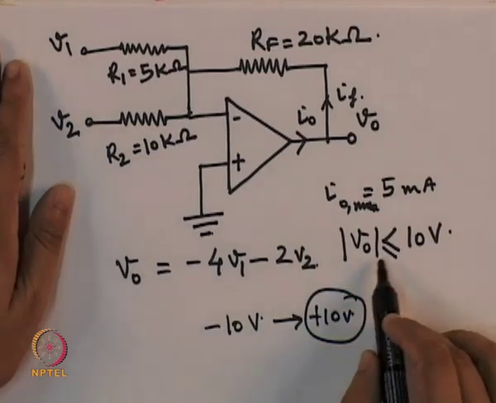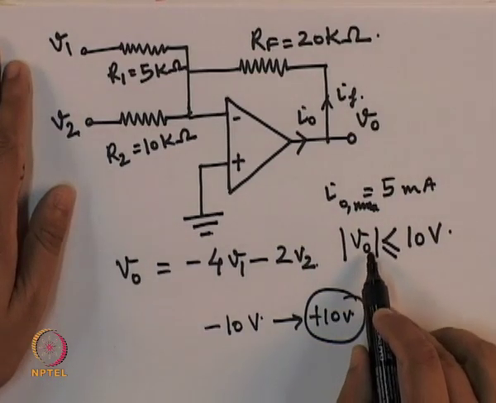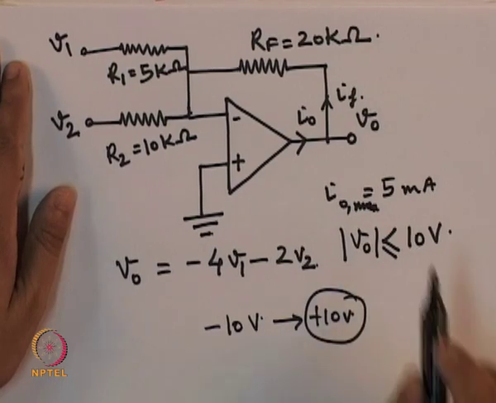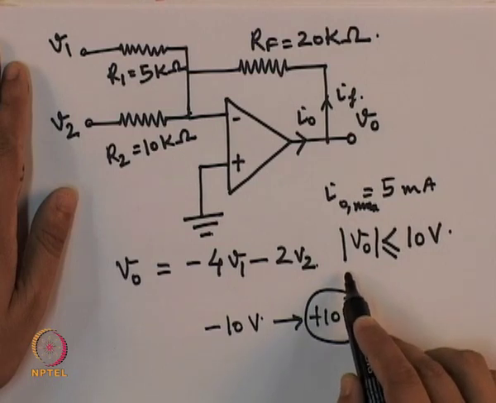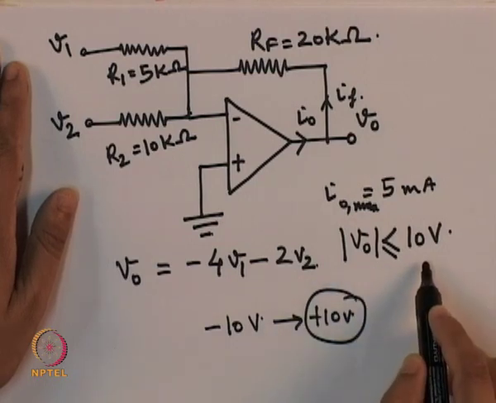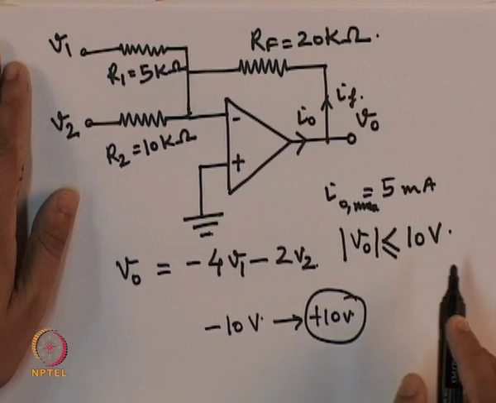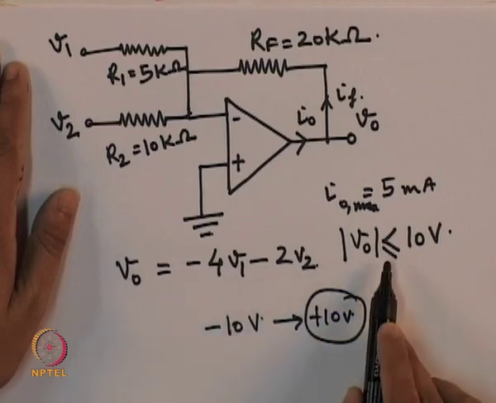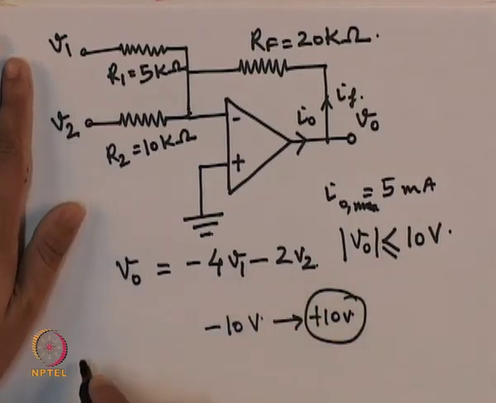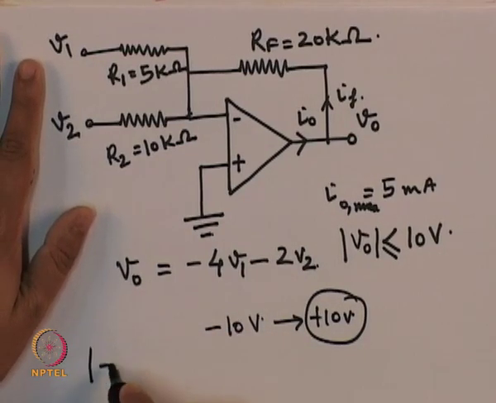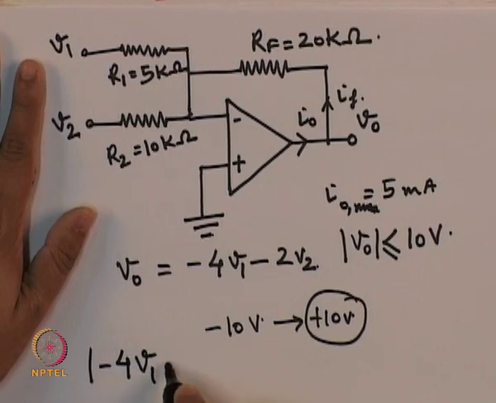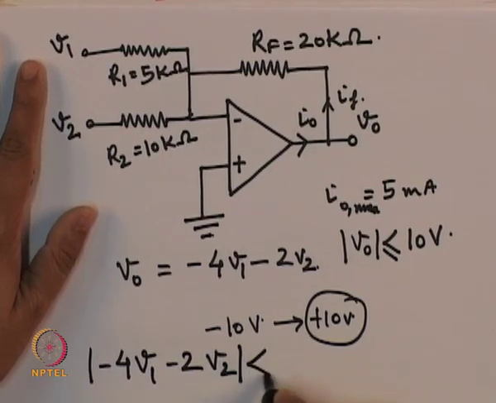So, in this case, this is the way it is. So, VO magnitude is lesser than 10 volts. So, we have the rail to rail output voltage will be between minus 10 volts to plus 10 volts. Now, if this is the case, then what it means is, since VO is given by this relationship, it means that the modulus of minus 4 V1 minus 2 V2 will be lesser or equal to 10 volts.